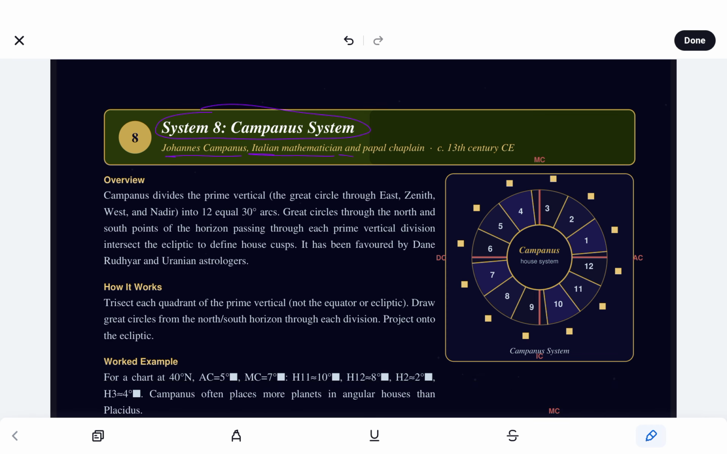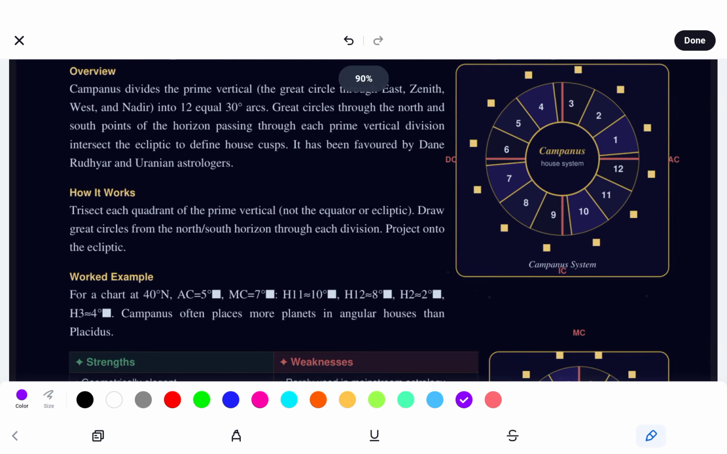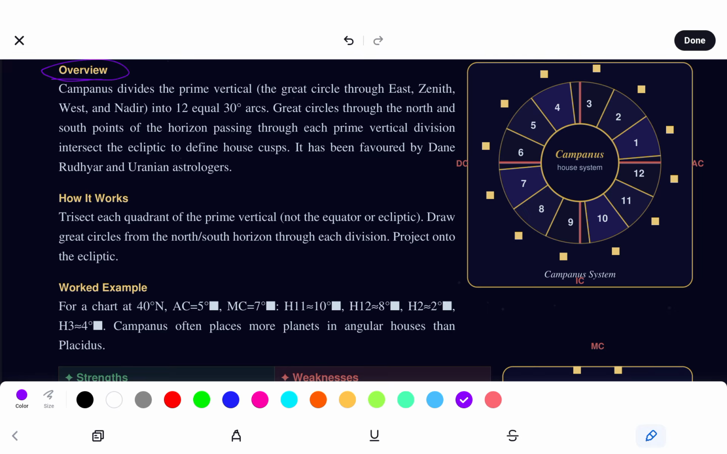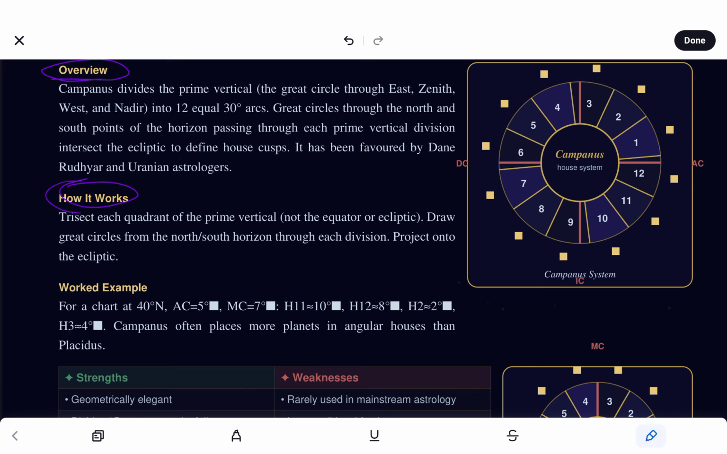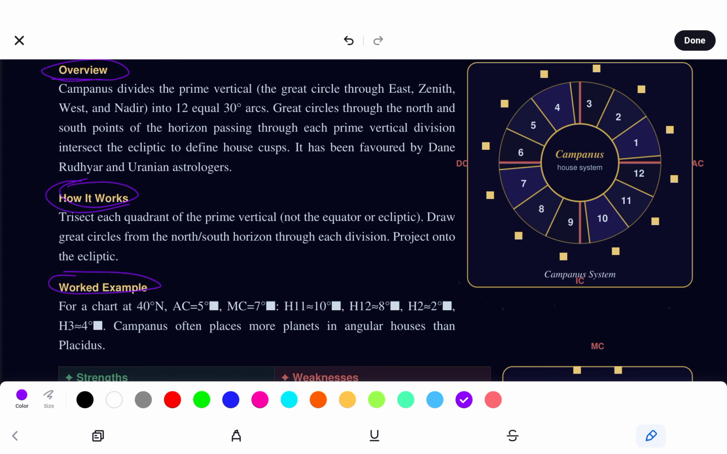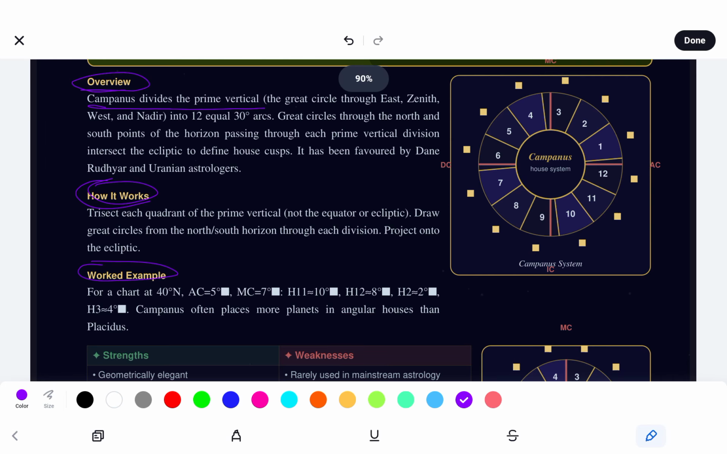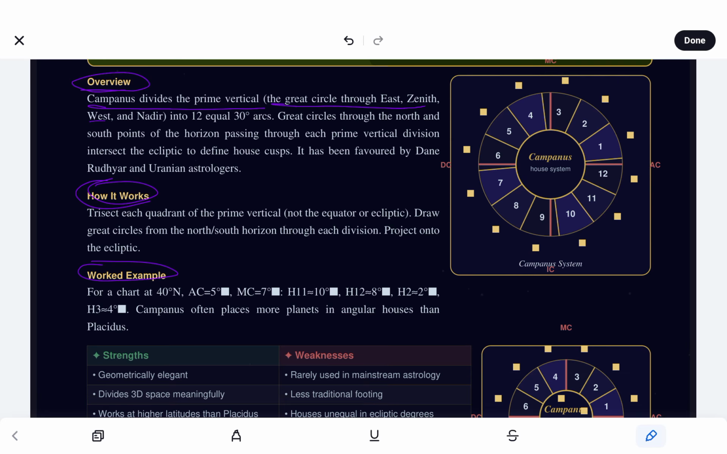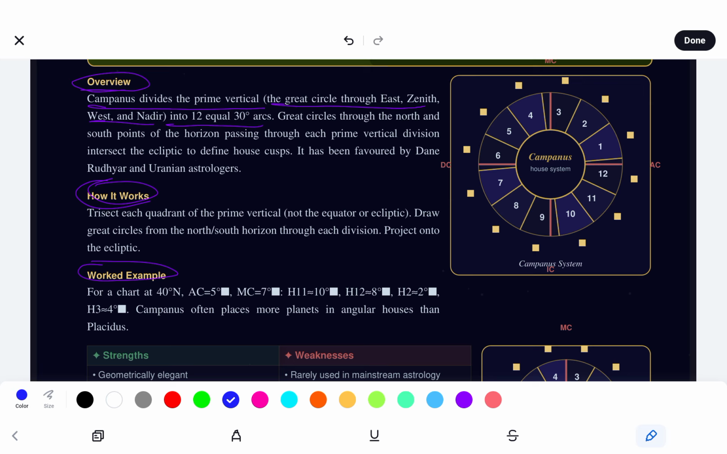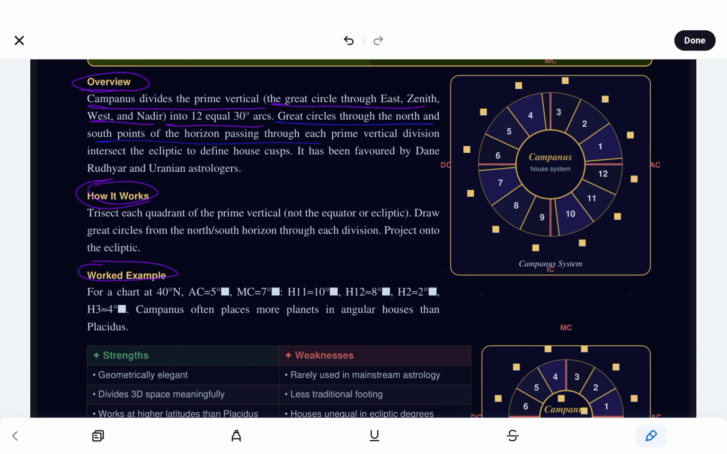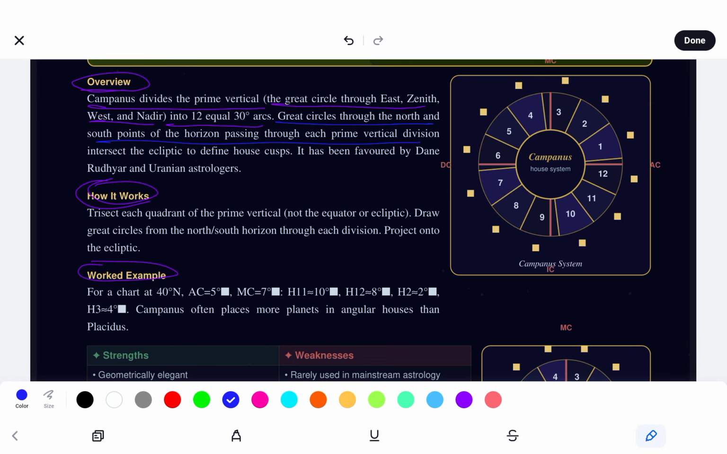So, Italian mathematician and papal chaplain. So we have an overview of how it works. Worked example. Campanus divides the prime vertical, the great circle through east, zenith, west, and nadir, into 12 equal 30 degree arcs. Great circles through the north and south points of the horizon, passing through each prime vertical division, intersect the ecliptic to define house cusps.